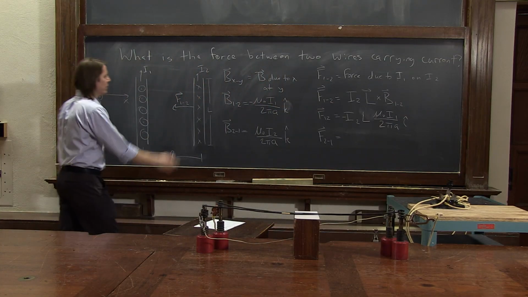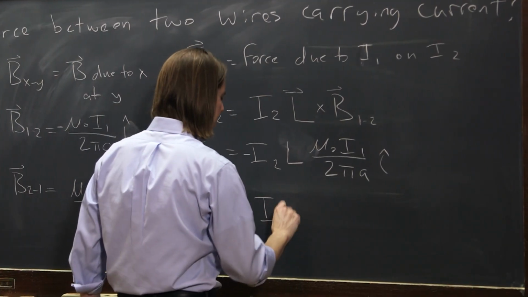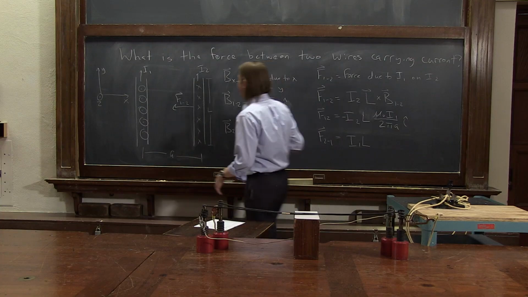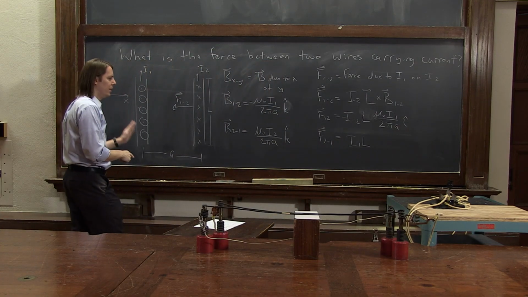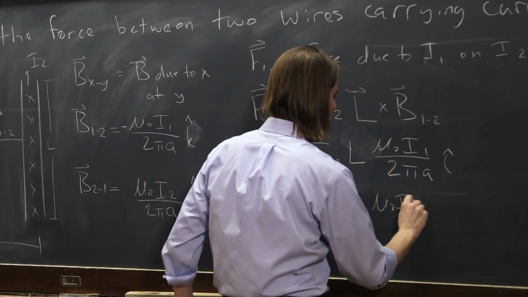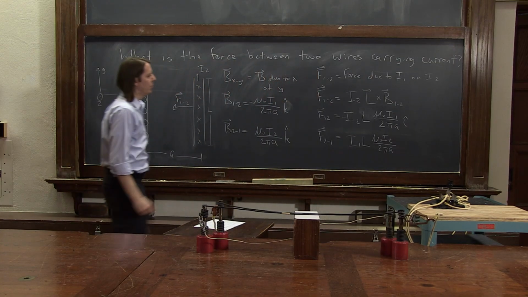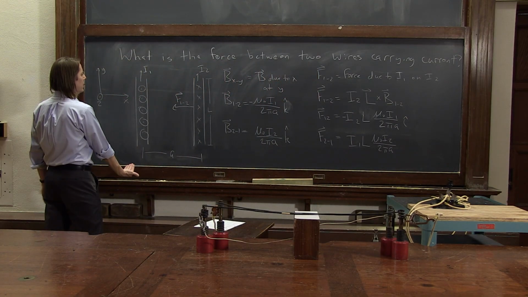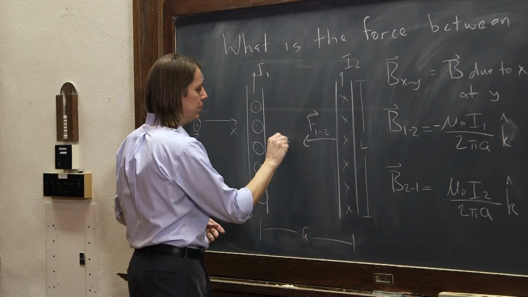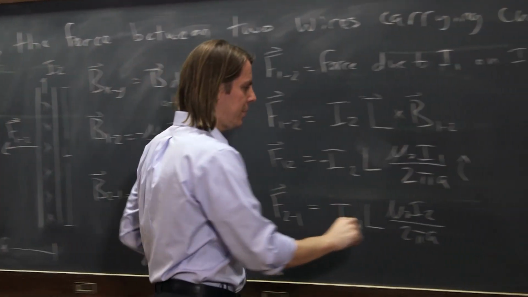Well, almost the same. It's going to depend on I1 rather than I2, because it's the force on 1, L cross with B. So L and the magnitude of B, you want the B here, that's B21. So it's mu naught I2 over 2 pi A. And if we want the direction, we're going along the current this way, up, cross this way. Oh, it's also in. So it's in the positive i hat direction.